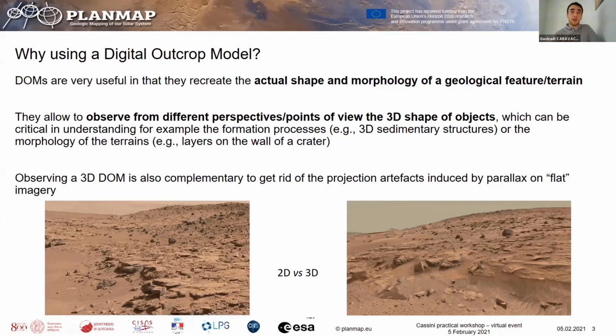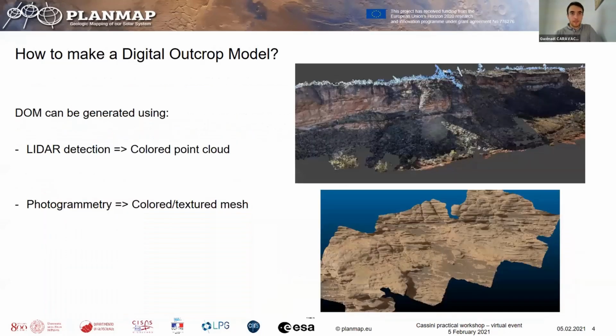On the 2D view, you will have some artifacts and some projection errors due to the parallax, the way the photo is taken. And so it induces a very important deformation due to the projection. The 3D model, in comparison, will allow you to observe the true shape without those kinds of deformation. So that's why it is very important to use a digital outcrop model and to be able to compute them from the data we have from the field or from the robotic probes that we are sending to Mars, the Moon, and beyond. So how to do these digital outcrop models?